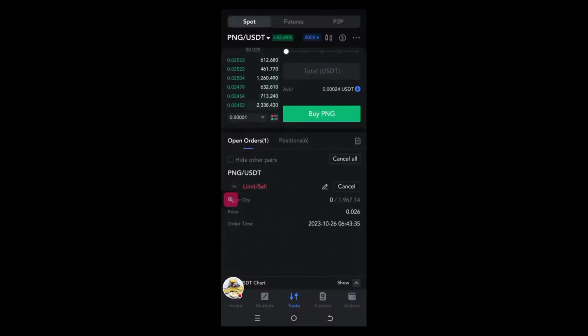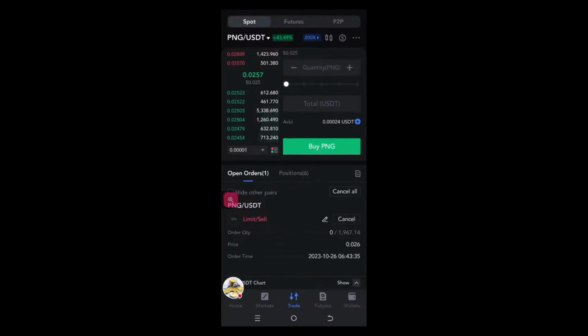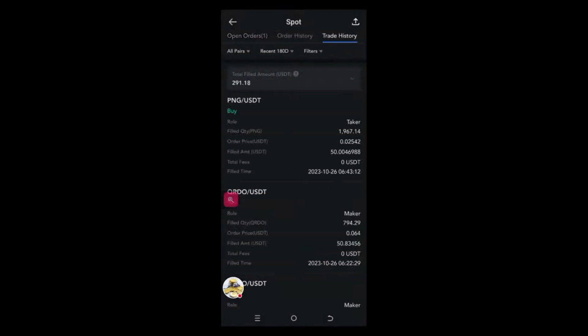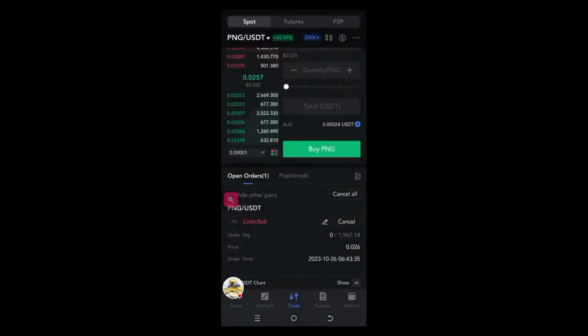Have we cashed out? Let me see. How much did we buy it at? It's supposed to be 2.6, right? I think we bought it at 2.542. Let's see what it is now. 2.57.